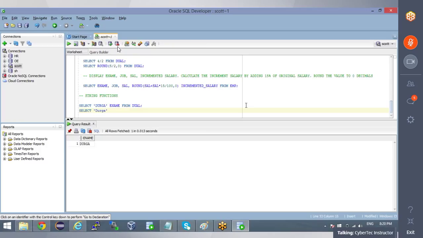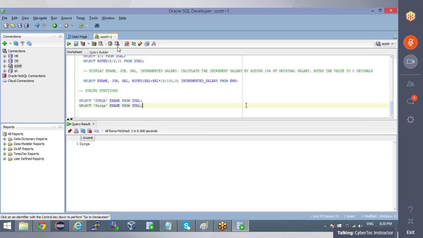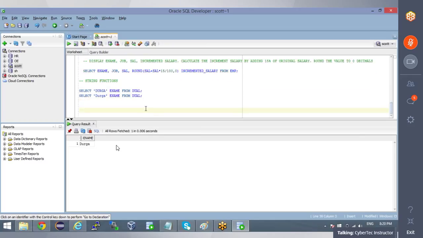If I give the value in this way, it would store the value in the same way. I would see the value in the same way. Now, this Durga is different from this Durga. Based on this, we have two or three functions. The first function is upper. What does this particular function do? It would convert the given string into upper case.